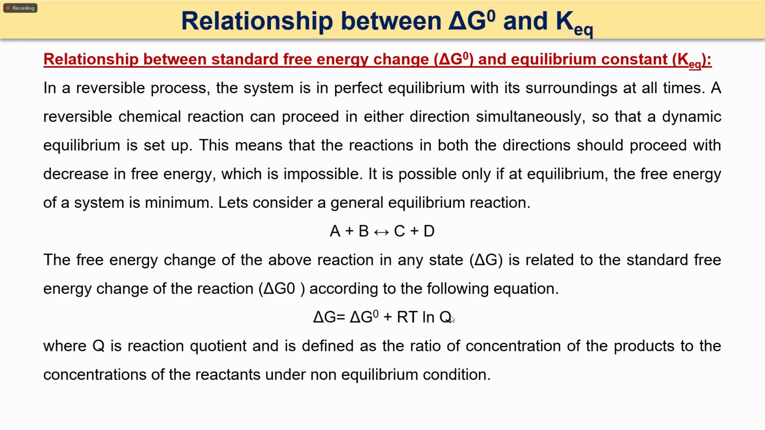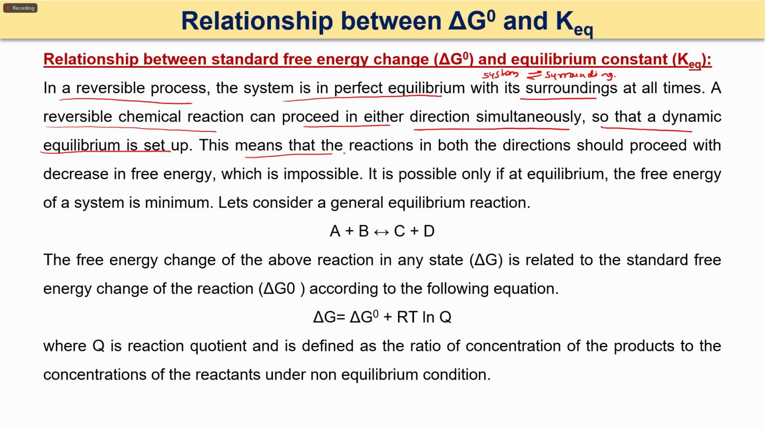In a reversible process, the system is in perfect equilibrium with its surrounding at all times. A reversible chemical reaction can proceed in either direction simultaneously. Both reactions can happen, so there is a dynamic equilibrium.